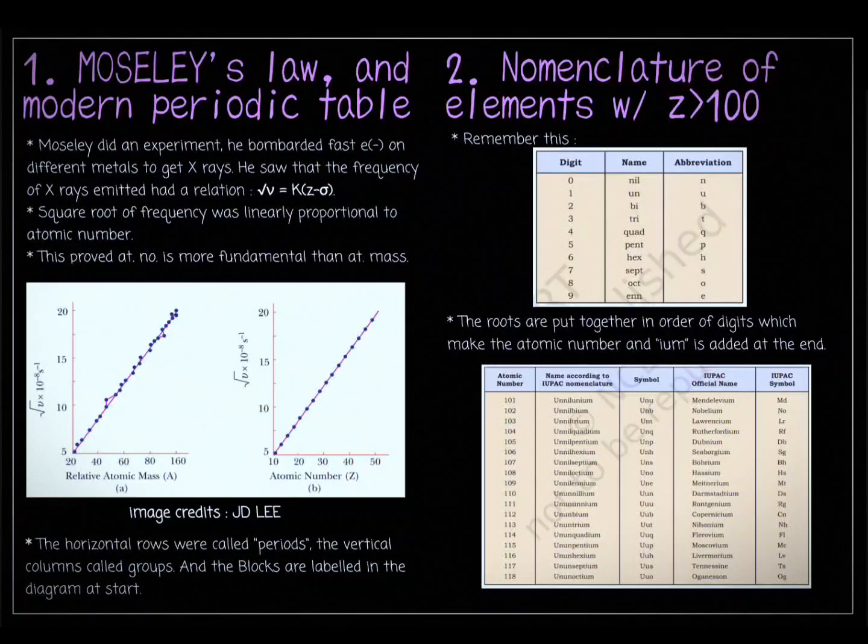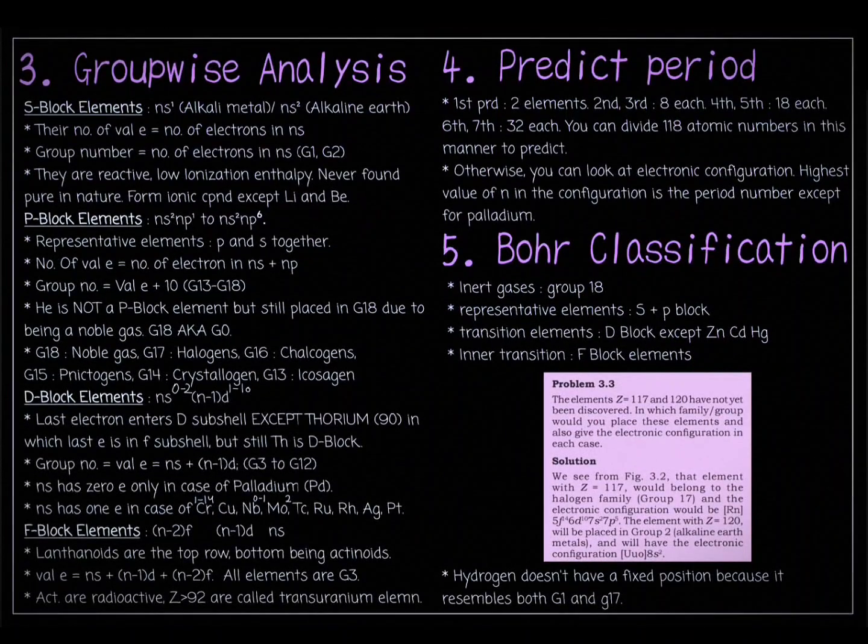So let's begin. Remember these root words for digits: nil, un, bi, tri, quad, pent, hex, sept, oct, enn, for 0 to 9. And basically, you just combine those root words to make the name like this. You can see the table. Now let's shed some light on the groups of the periodic table.